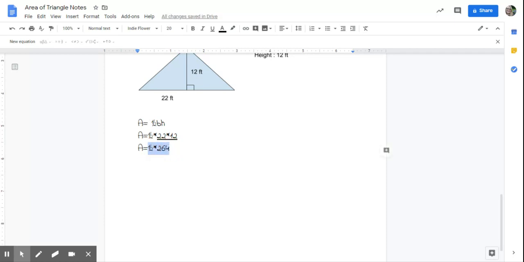Then I'm going to do 1/2 times 264, or what's half of 264, 264 divided by 2. Let's see here. I'm going to work that out as well. I'm not going to pause it this time because it shouldn't take too long. So that's 1, 3, and 2. So it should be 132 square feet, or feet squared.